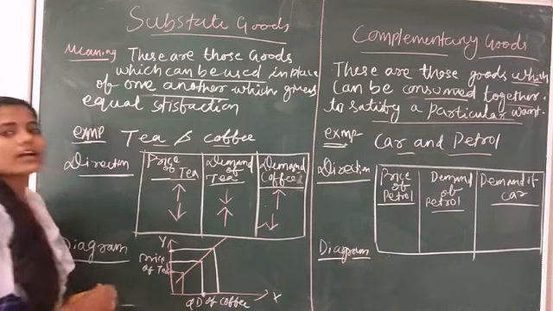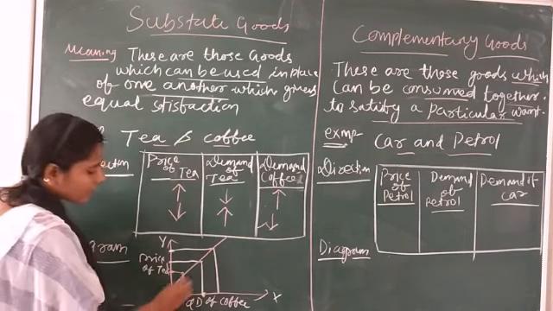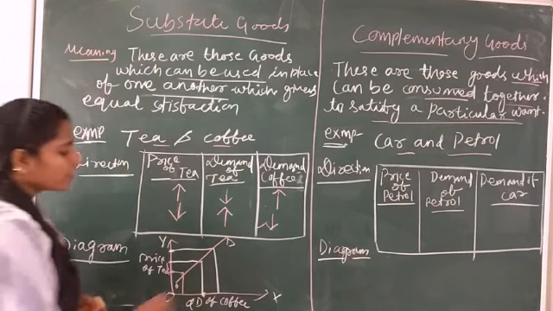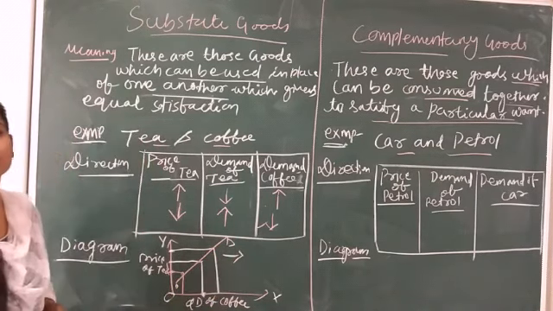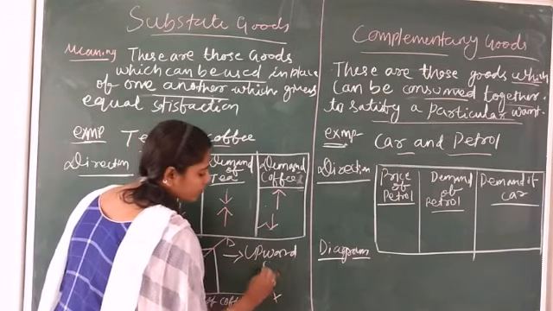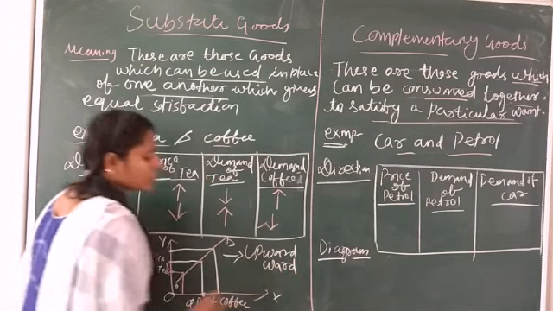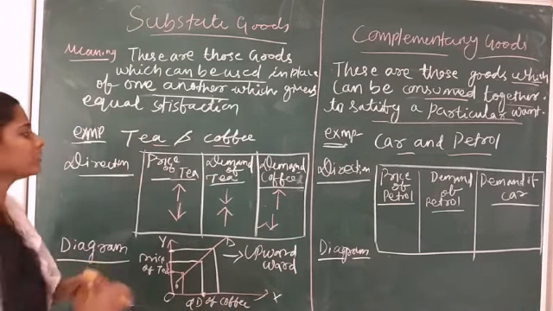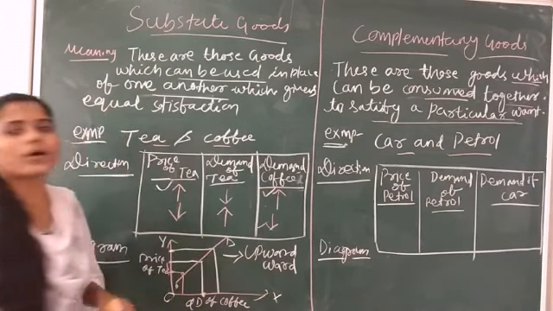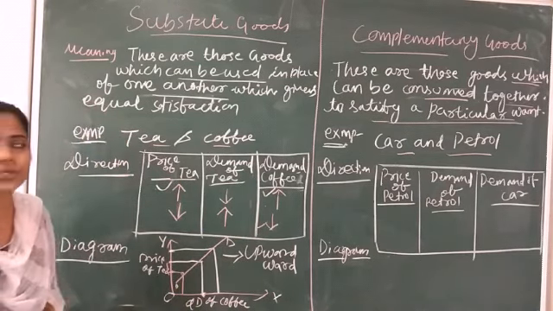So this is the demand curve D1. This is O. So here we can say that in the substitute goods, the demand curve flows upward, or we can say that there is a positive relationship between the price of tea and the demand of coffee in case of your substitute goods.